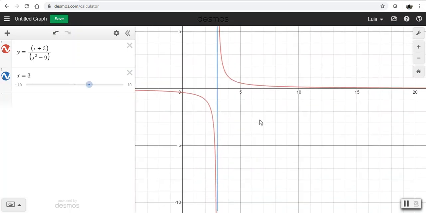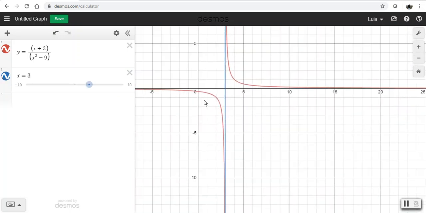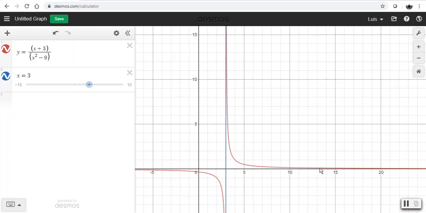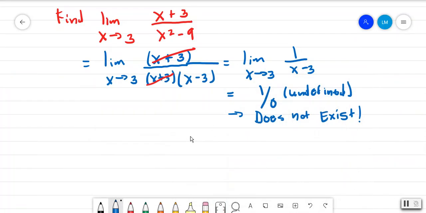If I look at this, I can tell that from the left side the function is approaching minus infinity, but from the right side it goes to plus infinity, sorry. What this tells us is that the values are not in agreement. One is going to infinity and the other is going to minus infinity. So in this case, the limit does not exist because it's undefined. There is no limit.